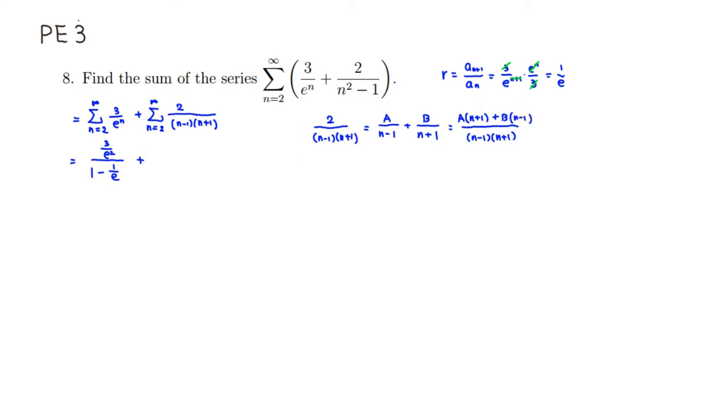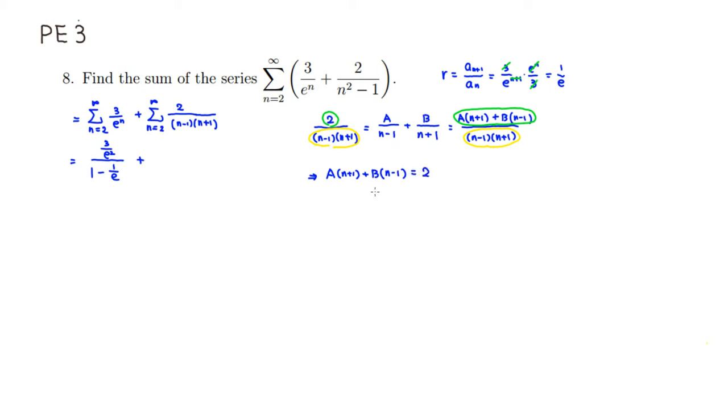Since we have the matched denominator here and here, then we just have to match the numerator. Initially the numerator is 2, so this is going to be 2 as well for all n. So we get this equation: a times n plus 1 plus b times n minus 1 is supposed to be equal to 2.